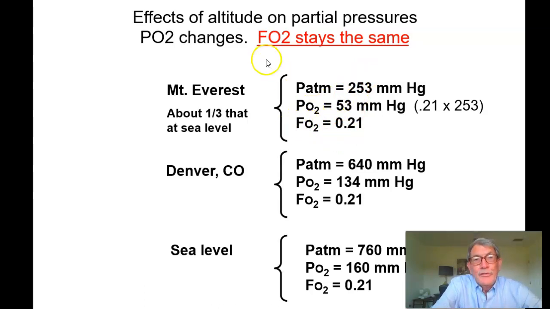So the FO2 is the fraction. The fraction is always the same. It's 78% nitrogen, no matter what the atmospheric pressure is, and it's 21% oxygen, whether you have a whole lot of air or not much air because you're up high. Denver, it's certainly breathable there. In Taos, New Mexico, we were higher up than Denver. Our atmospheric pressure when I was living in Taos was about 600 millimeters of mercury. Well, 78% of that was nitrogen and 21%, still the FO2 is the same, the 21% was oxygen, but that meant we had a lot less oxygen up there.